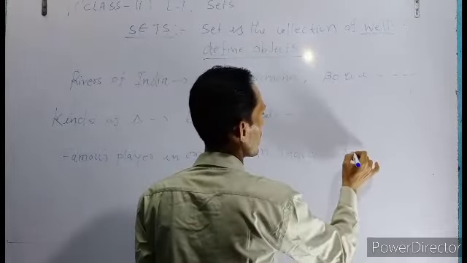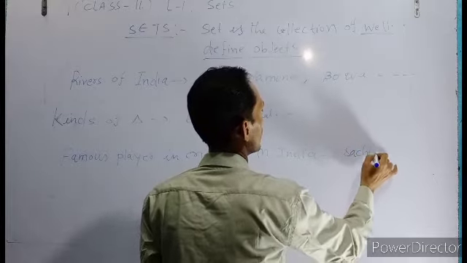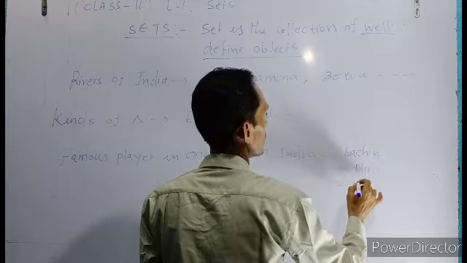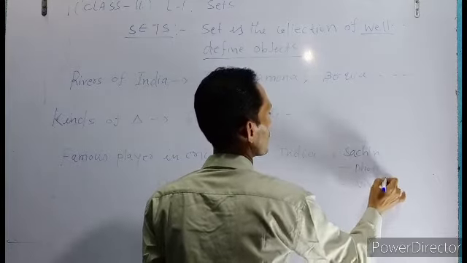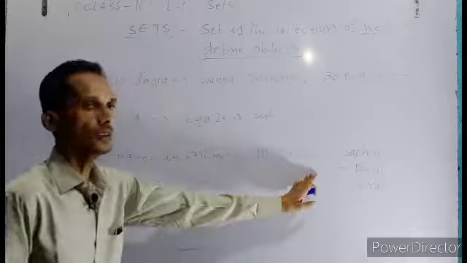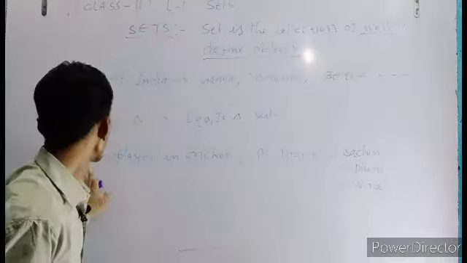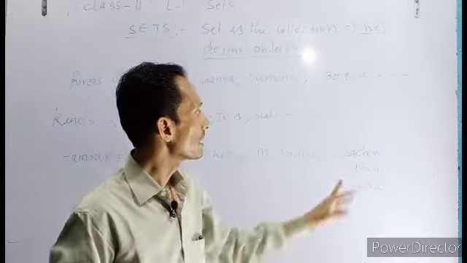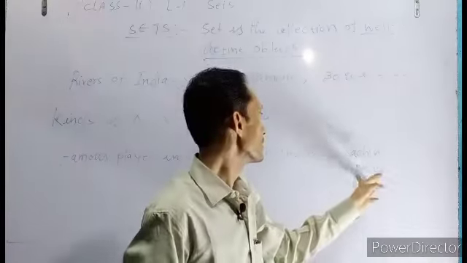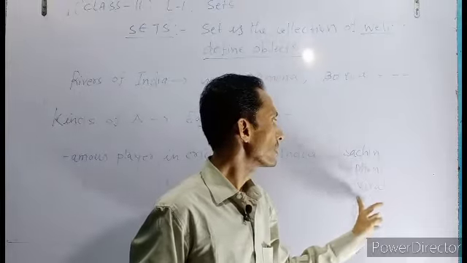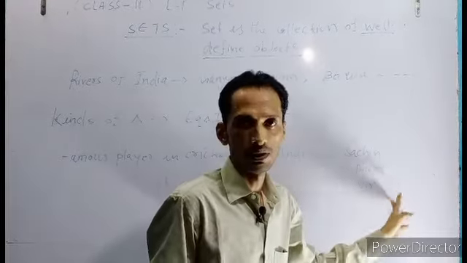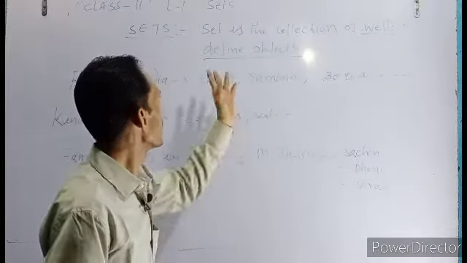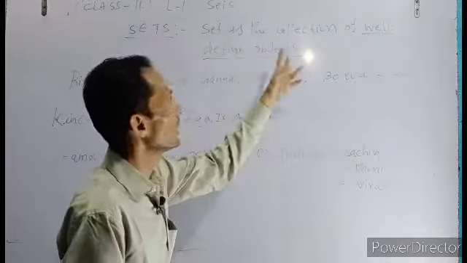Suppose some of them explain about Sachin, some about Dhoni, some about Virat. The person may change. According to the person, some say Sachin is the famous one, some say Dhoni is best, some say Virat is famous. Views change from person to person, so this is not a set. In this way, a set is a collection of well-defined objects.